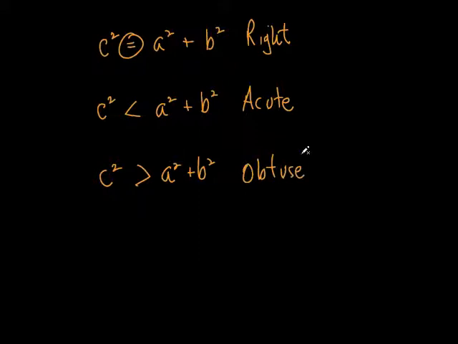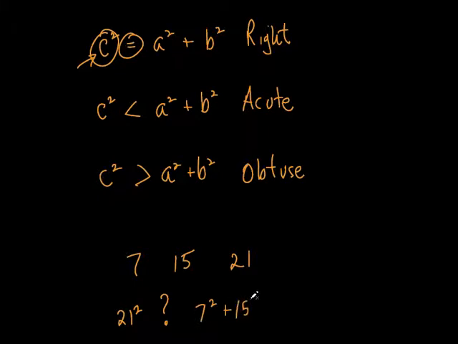All right? So if they gave you, time's running out, I want to find the example they give you. Okay, what if they gave you this? 7, 15, and 21. And they asked you, what kind of a triangle is that? Is it right, acute, or obtuse? What would you do? Take the longest side and square it first. Which one's the longest side? 21. And then I'm going to compare it. I'm going to put a question mark there because I don't know if it's equal, less than, or greater than. Then what am I going to compare it to? 7 squared plus 15 squared.